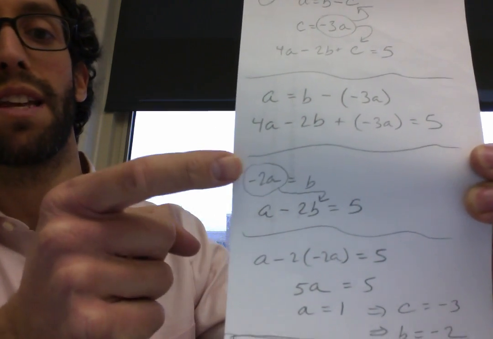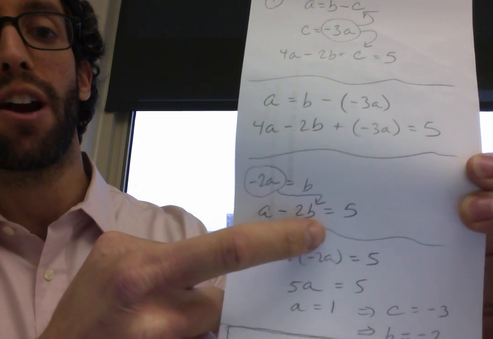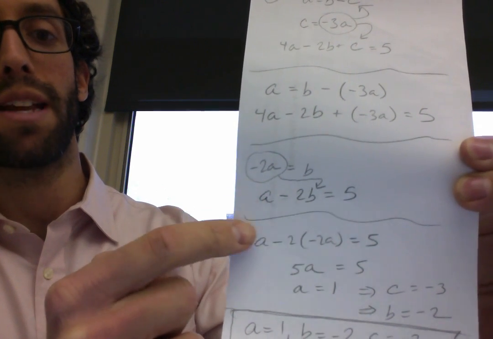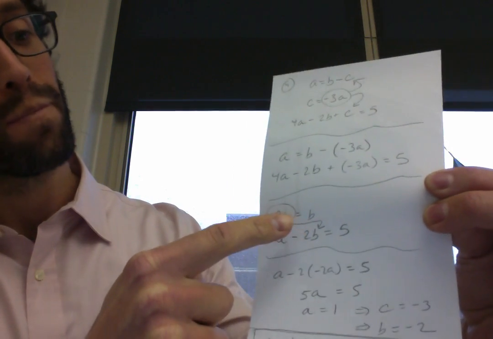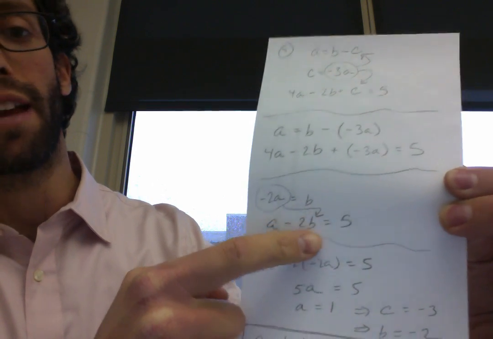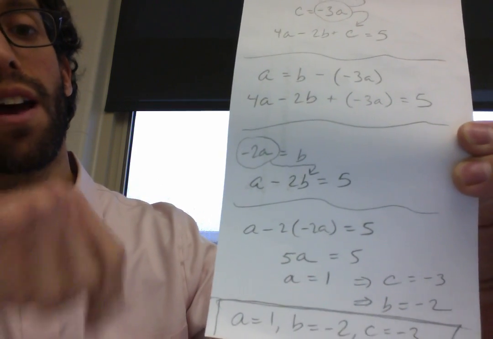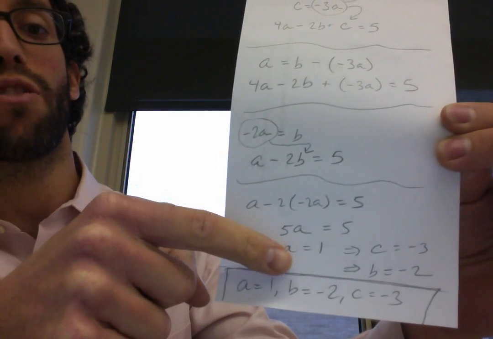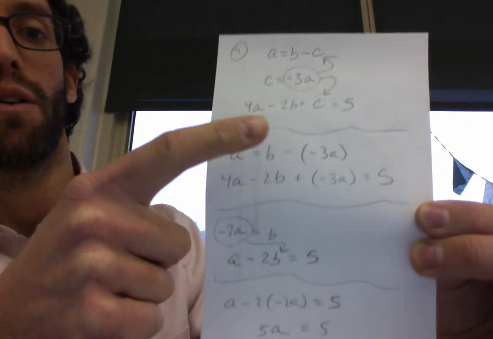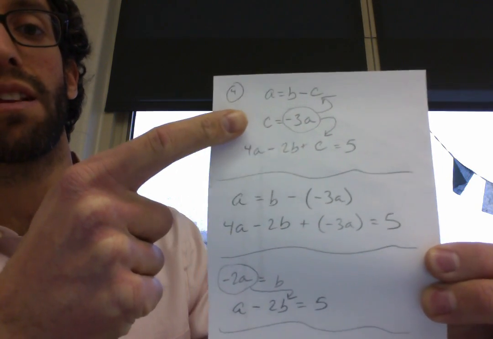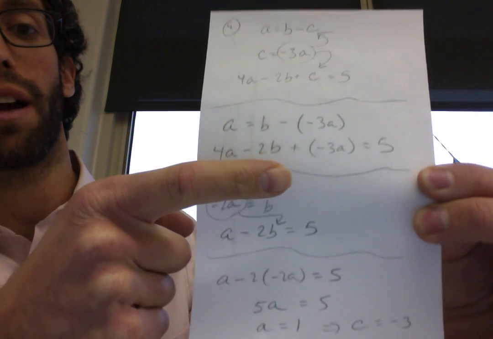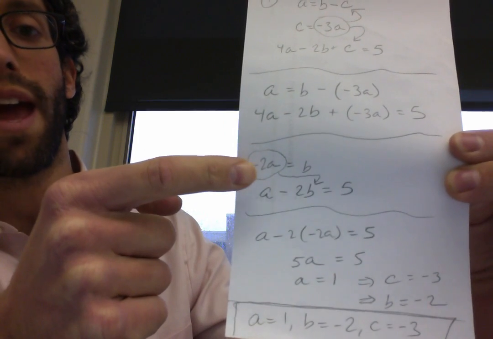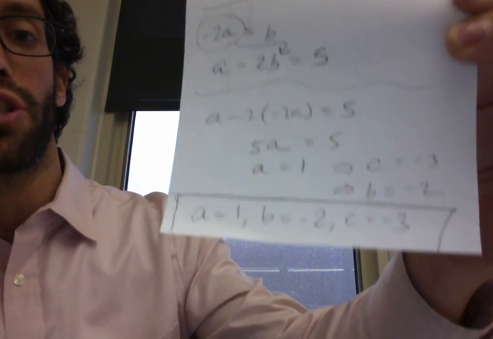So then I just plugged in the negative 2a for the b here, and I show that right here. So a minus 2 times negative 2a equals 5, and you end up getting a equals 1 when you solve that equation. And once you know that a is 1, you can plug in 1 way back up here for a to get that c is clearly negative 3, and you can plug it in for b pretty easily right here, because b equals negative 2a, b is going to be negative 2, and your solutions are written down there.